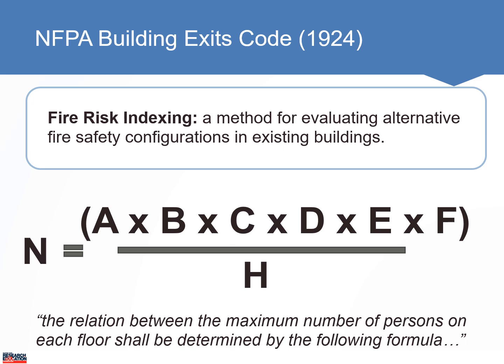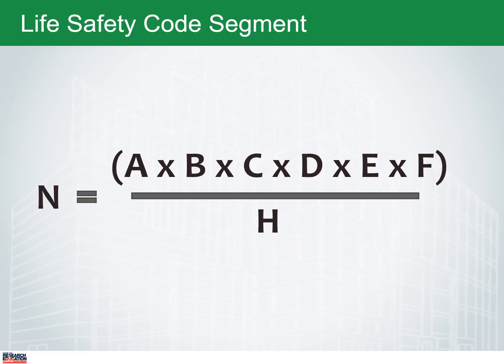Interestingly, in 1924, NFPA Building Exits Code was proposed at that time, and it included level of risk indexing. An excerpt from that code says the relation between the maximum number of persons on each floor shall be determined by a specific formula. Let's look at that formula now. It will provide a clear example of the relationship between a few different safety factors. This formula was proposed for inclusion in the Building Exits Code, which is now known as the Life Safety Code.